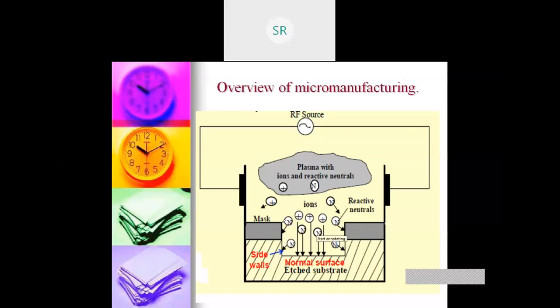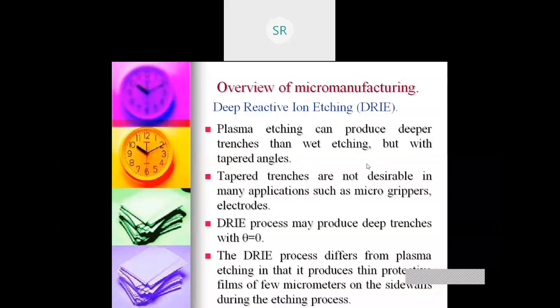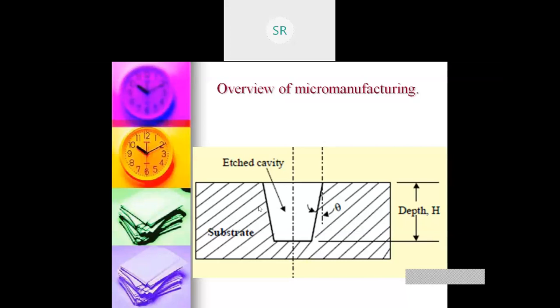I want a perfect shape like this, and this perfect shape I may not get in all the conditions, in all the processes. So for that, what I need to do is go for the deep reactive ion etch. Okay, so now this is the process I have explained.